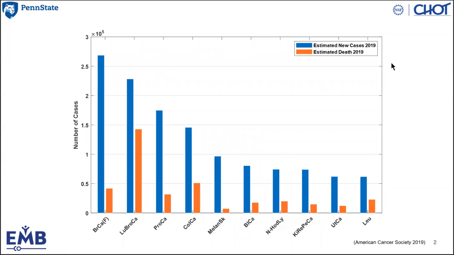We all know breast cancer is a very common cancer type. From the American Cancer Society, we know the estimated number of female breast cancer cases is the most prevalent cancer type in the United States. And the number of breast cancer death cases is also very high. It's in third place in the number of death cases. Lots of work has been done on breast cancer.